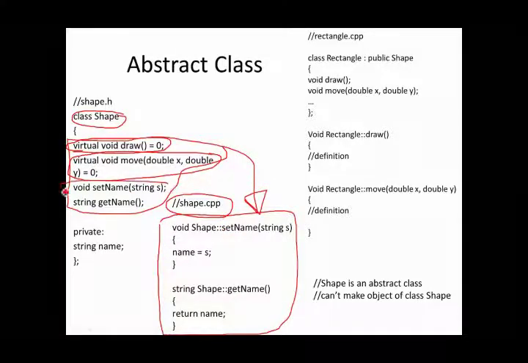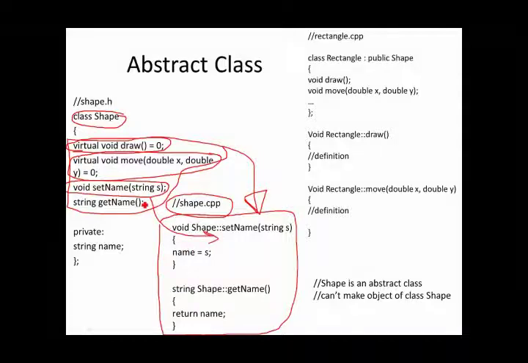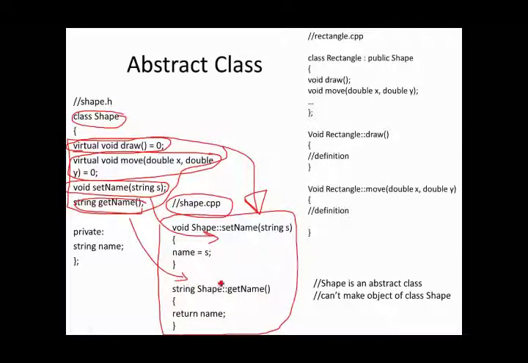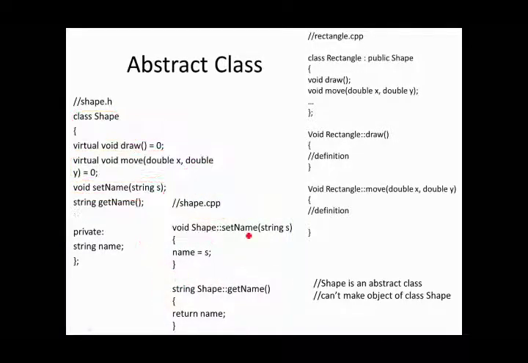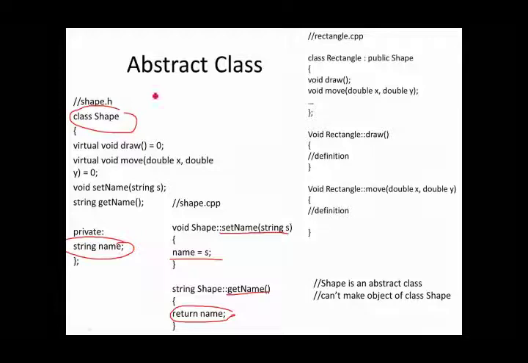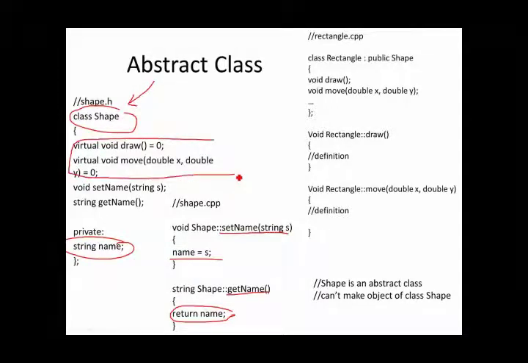So the only functions that I'm defining in shape.cpp are setName and getName, and all I'm doing are just a mutator and accessor. In this case, setName just takes in a string and then sets it to the private member name. getName just returns name. So just because a class is abstract doesn't mean it cannot have other functions and variables like a normal class. It just means it's an abstract class because it also contains one or more pure virtual functions.